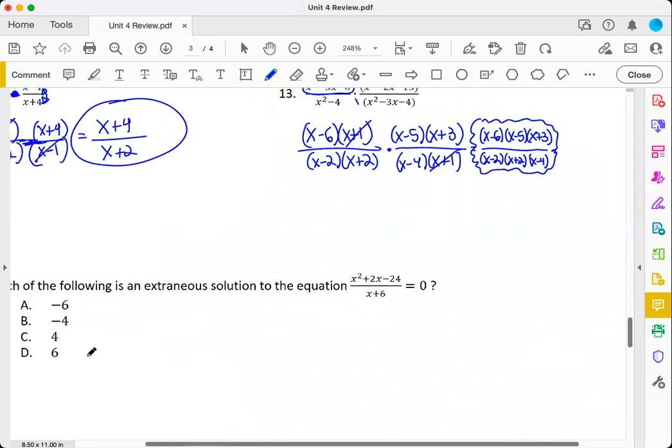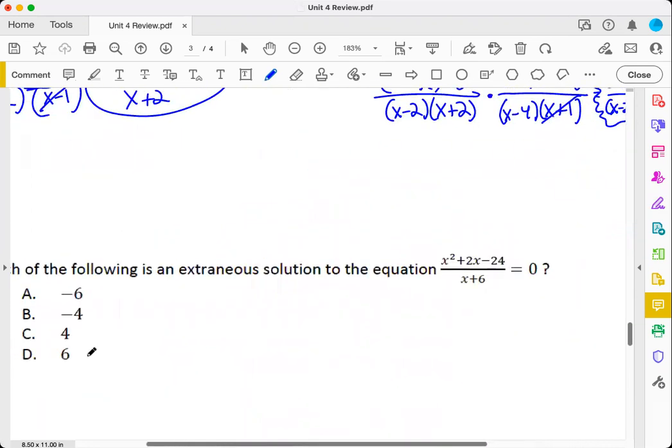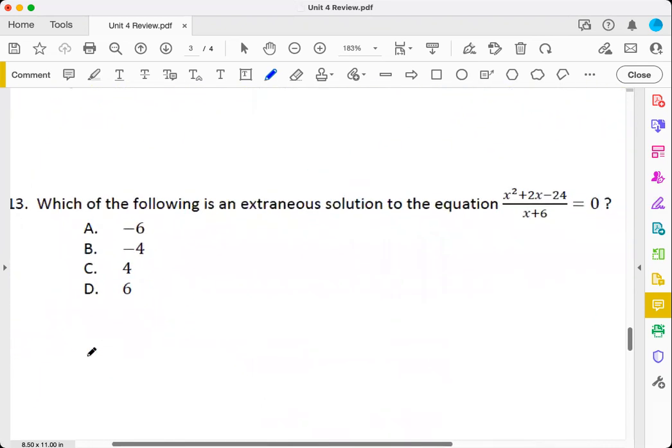This one's so light. I mean, you could do all of the simplifying, or you could just look at the denominator and say, oh, well, if x was negative 6, that's going to go undefined, and that would make it extraneous.